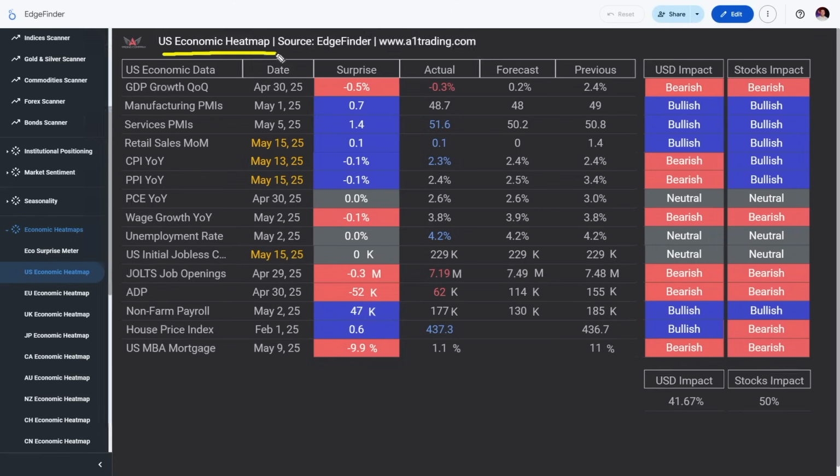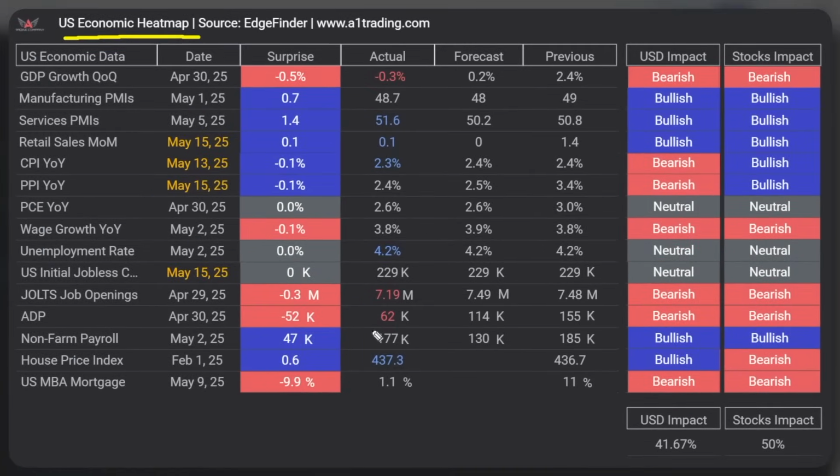Here's the US economic heat map, and while I know that this could be a little bit overbearing, this is a lot of stuff all at once, I have actually put together a full playlist for studying all of these different individual metrics, everything from GDP growth to PMIs. And if you'd like to explore that, we'll link it in the top right hand of the screen right now, or you can find it in the description down below.